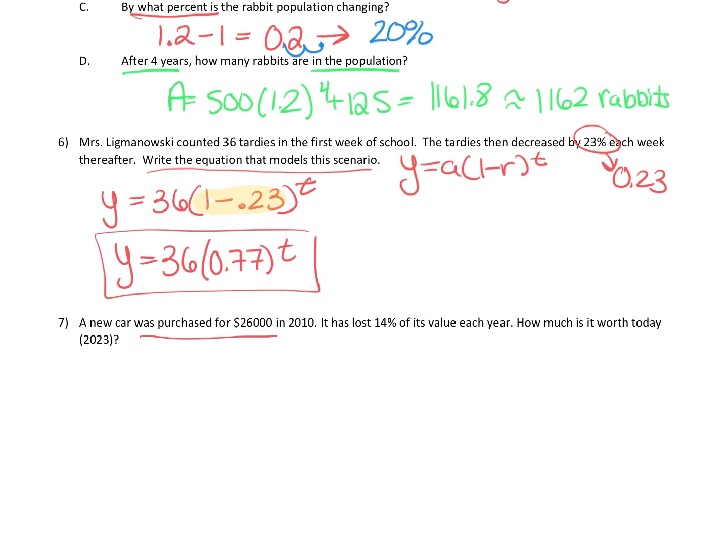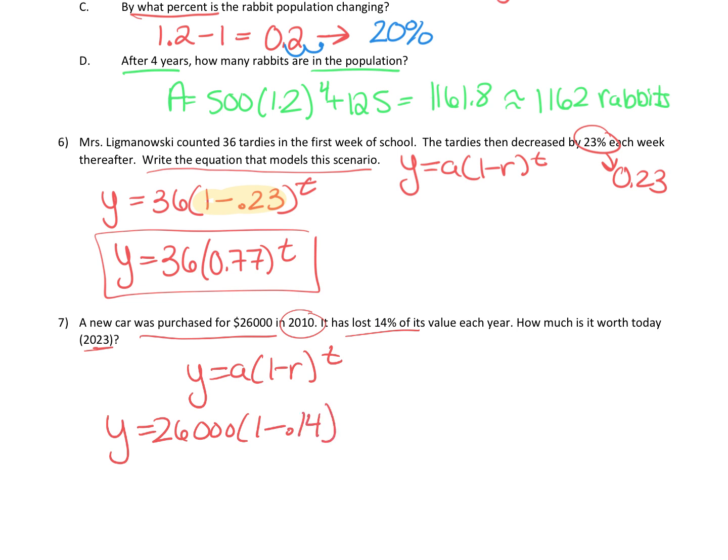A new car was purchased for $26,000 in 2010. It lost 14% of its value each year. How much is it worth today in 2023? So now we're going to write a decay equation just like we did above, but we're actually going to solve. So y equals, my initial amount was $26,000 times 1 minus the rate of decay, which is 14%, again turned into a decimal. And then t is time.